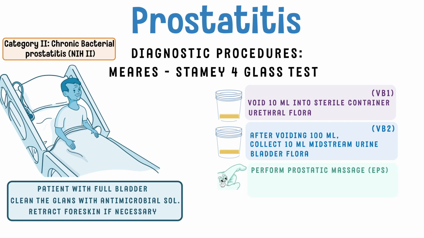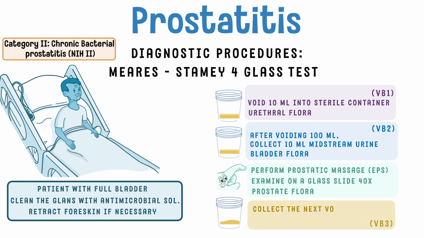Next, you need to perform prostatic massage to collect EPS from the urethra. Submit for culture and examine on a glass slide under 40x, and this represents prostate flora. After that, you need to collect the next voided 10 ml in a sterile container, VB3, and this represents a combination of prostate and bladder flora.